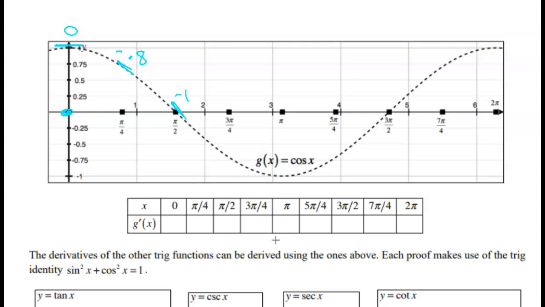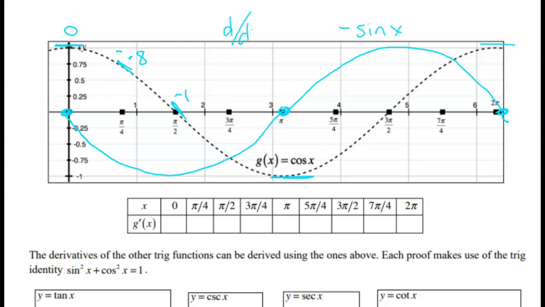What ends up happening is, I know this is 0. And then this one's also 0. And it ends up being informally that, which, well, it starts at 0, so does sine, but instead of going up first, it goes down. So that's actually negative sine of x, and that's the derivative of cosine.